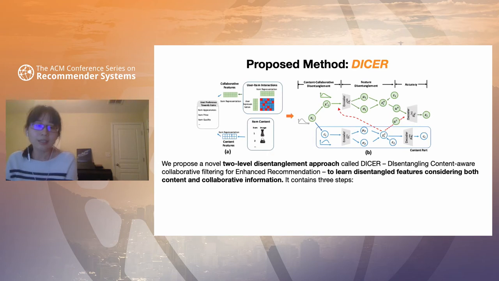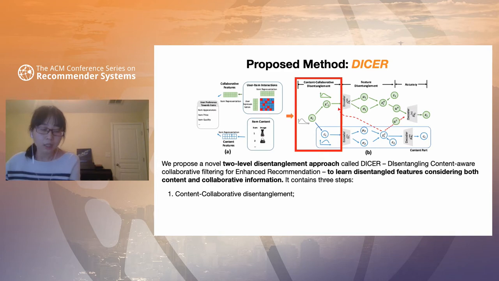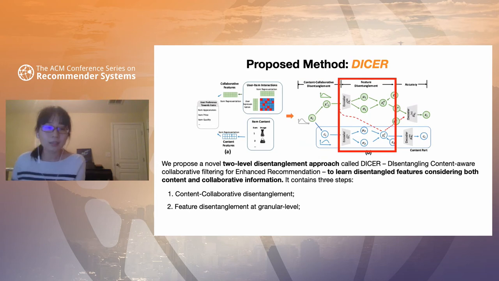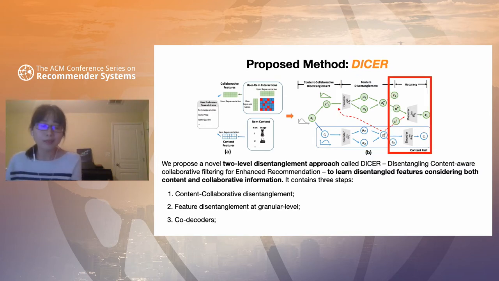Considering those two challenges, in this work we propose a two-level disentanglement approach called DICER to learn the disentangled features based on both content and collaborative information. Concretely, there are three steps. First, we design a content collaborative disentanglement based on independent marginal distributions to ensure the learned features from each type of information are different from each other. In the second step, we do the feature disentanglement at a granular level to decompose features that are learned within each type. We theoretically show that the learned features within each type are independent of each other at a granular level. In the third step, we design decoders to ensure the high quality of the learned features in DICER.